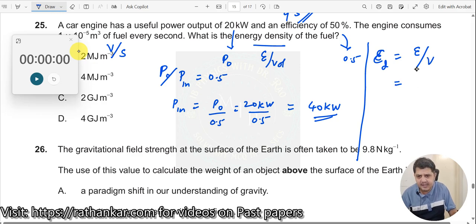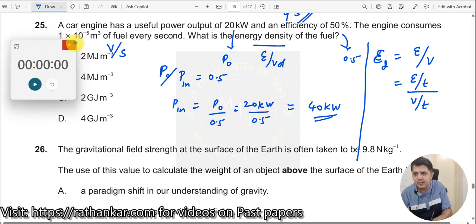Okay, now what I will do is divide by time on both sides. Energy divided by time, divided by volume divided by time. Now, volume divided by time is already given here, 1 into 10 power minus 5. So I'll get this energy by time.